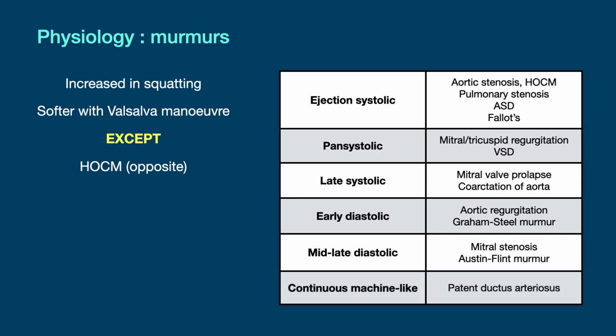Continuous machine-like murmur, which is seen in patent ductus arteriosus. So this table summarizes the types of murmurs and their respective causes.